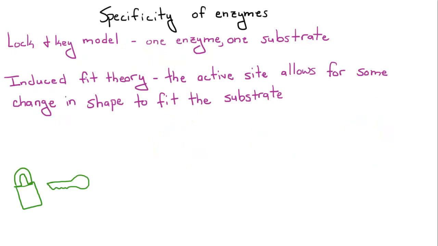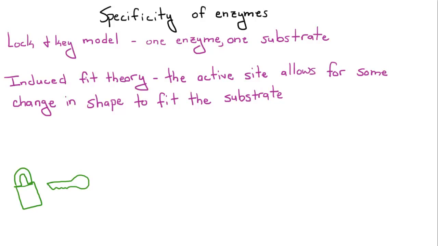Anyways, moving on to the specificity of enzymes. There are a couple of different theories on the specificity of enzymes. The first is the lock and key model. This means there's one enzyme, one substrate. It's exactly like a padlock and a key. There's only one key that opens each padlock.